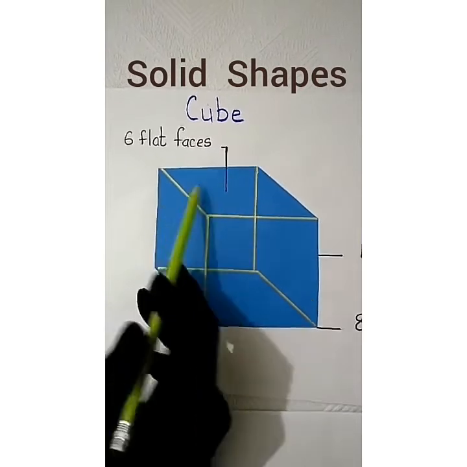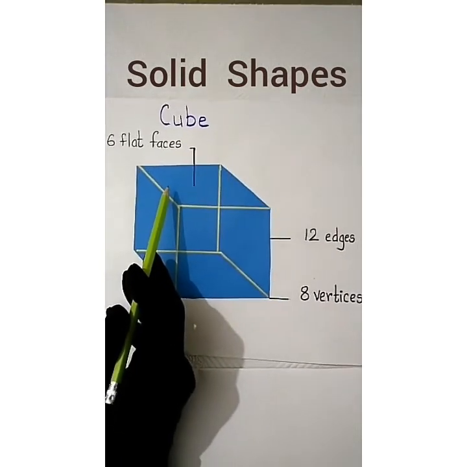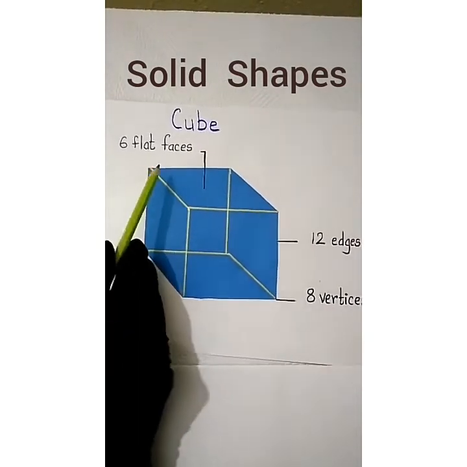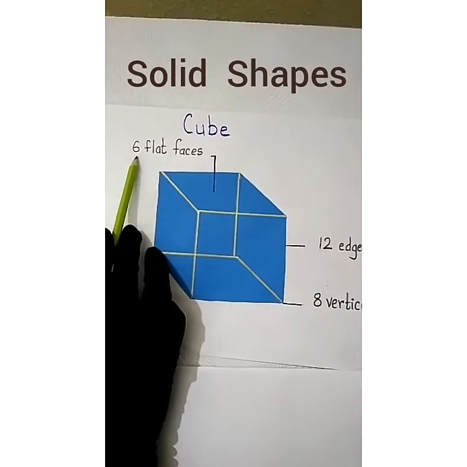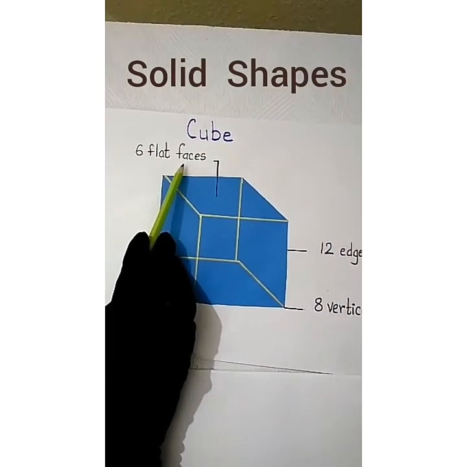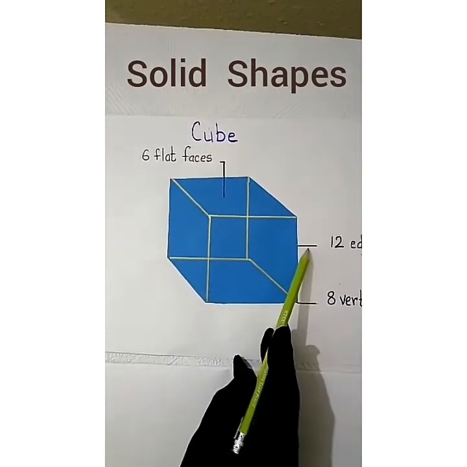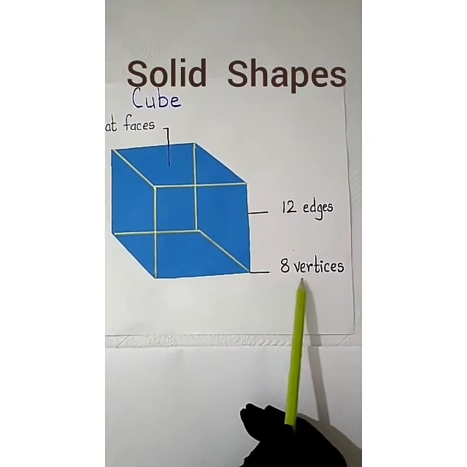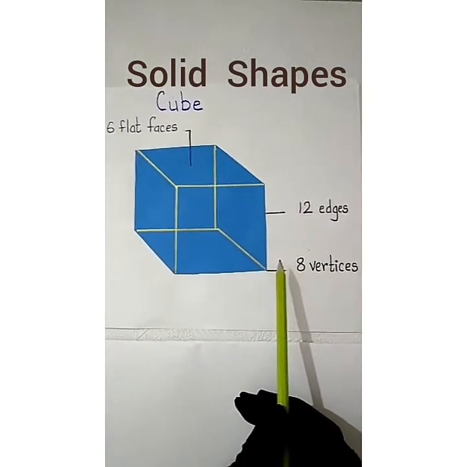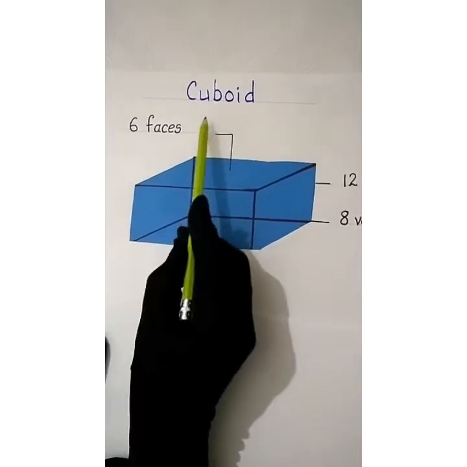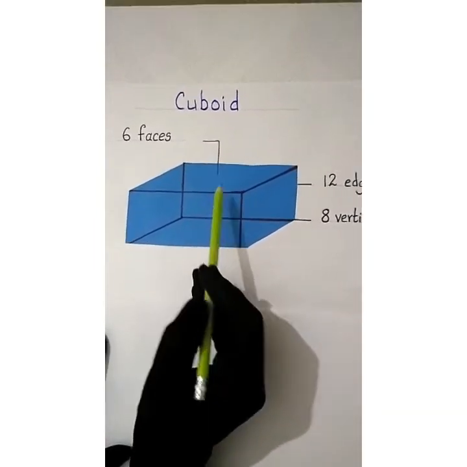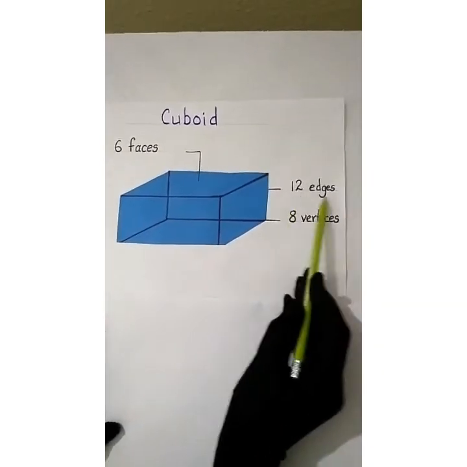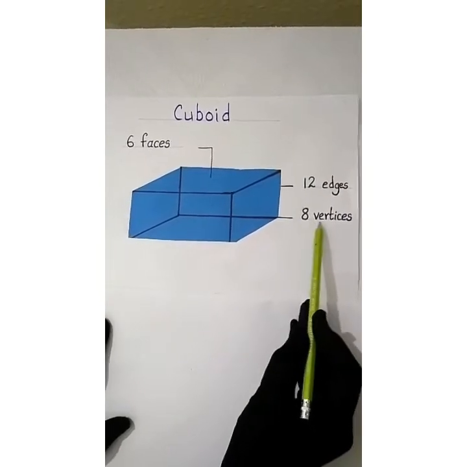Here is a solid shape. It is a cube. It has 6 flat faces, 12 edges and 8 vertices. Children, this is a cuboid. It has 6 faces, 12 edges and 8 vertices.